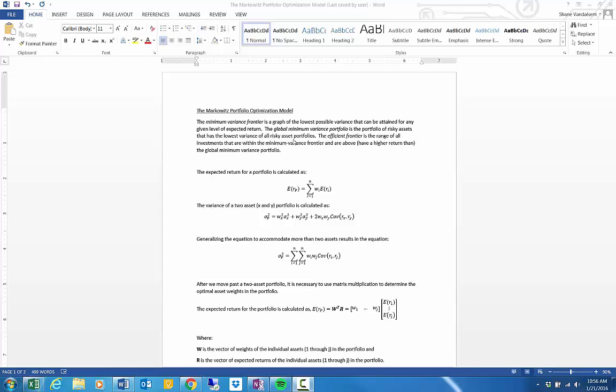So we're going to do this using the Markowitz portfolio optimization model. Within that model, there's a minimum variance frontier, and that's the lowest possible variance that can be attained for any given level of expected return. The global minimum variance portfolio is the portfolio of risky assets that has the lowest variance of all risky asset portfolios. And finally, the efficient frontier is the range of all investments that are within the minimum variance frontier and have a higher return than the global minimum variance portfolio.